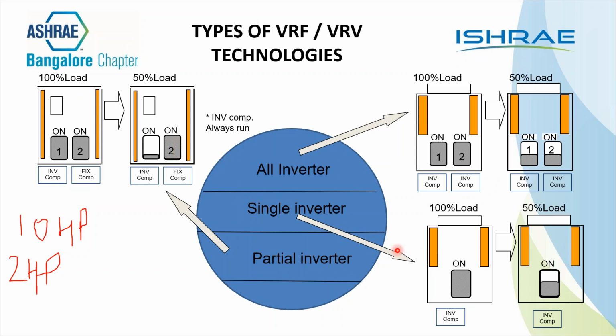And you also have a single inverter system. That means, for example, with VRF systems, if you have a 10 HP system, you will have only one compressor which will run on 10 HP, but it will be 100% inverter. That means if you want a 3 ton load, this will run only at 1/3 the speed that it runs at full speed. So these are basically the various types of inverter systems you have in VRF: namely a partial inverter, an all inverter, and a single inverter compressor type.